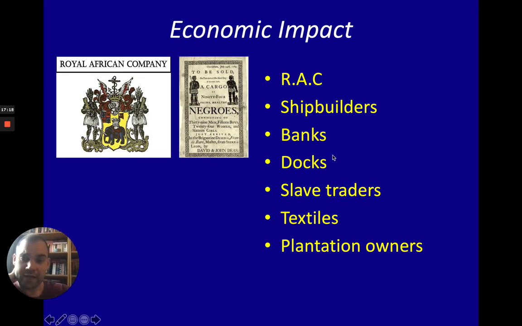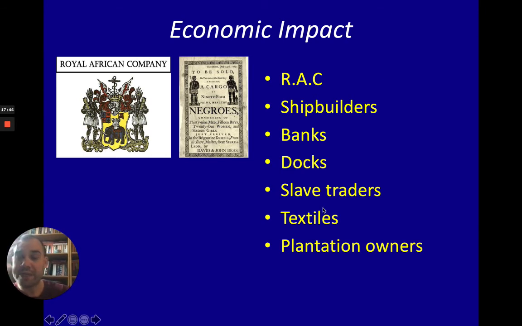The docks. Remember, when the produce arrived from the New World, there were huge docks built to facilitate that trade. So places like London's East End. If you've ever been to either the West Docklands or the East Docklands in Canary Wharf, that was originally built with slave trade money. But also places like Bristol and Liverpool, their docks were largely built from the profits of the slave trade.